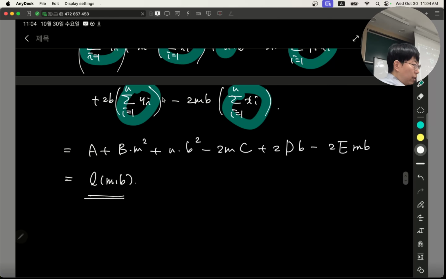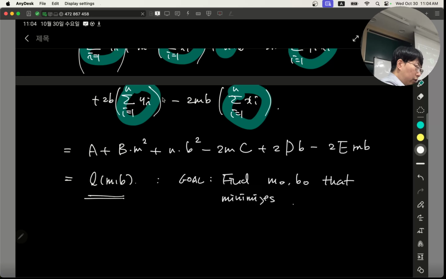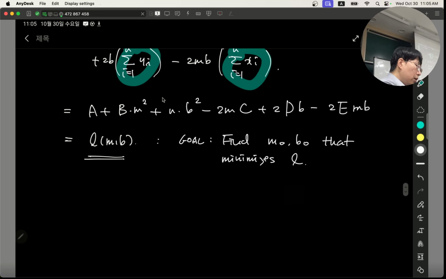So I want to find the minimum value of L, but actually I don't want the minimum value. What I want is, when does this L become minimum? I want to find the values of m and b that make this two variable function L get minimum. That's my purpose. The goal is now to find m0 and b0 that minimize L.